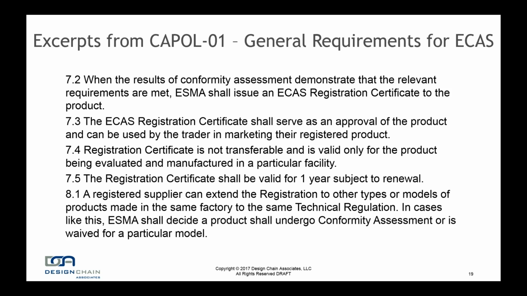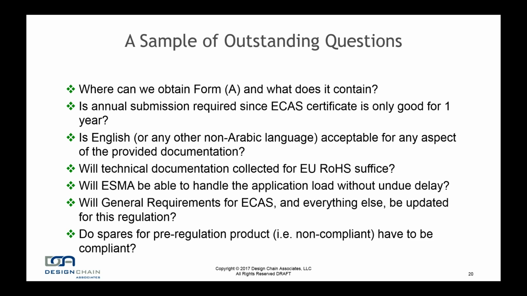So there are a whole bunch of outstanding questions. Here's just a few of them. Where can we obtain Form A and what does it contain? Is annual submission required since ECAS certificate is only good for 1 year? Is English acceptable for any aspect of the provided documentation or any other non-Arabic language? Will technical documentation collected for the EU RoHS suffice? I believe it will, but I'm not sure about that.